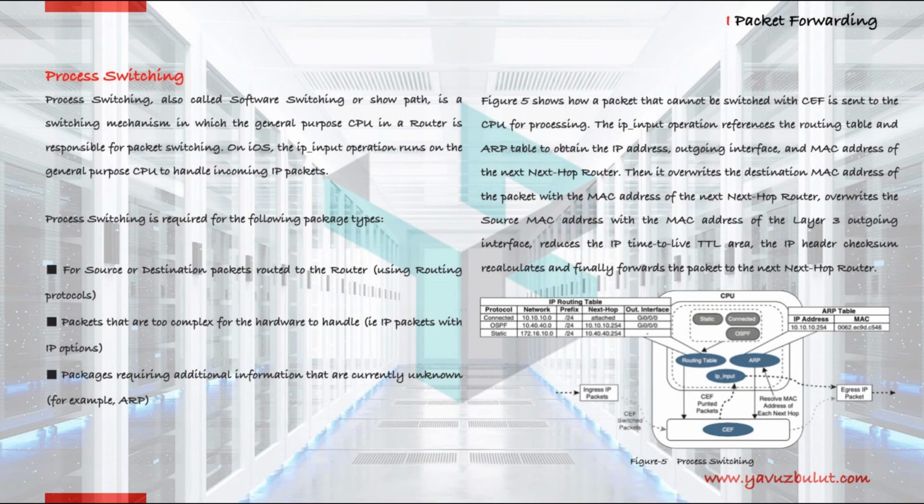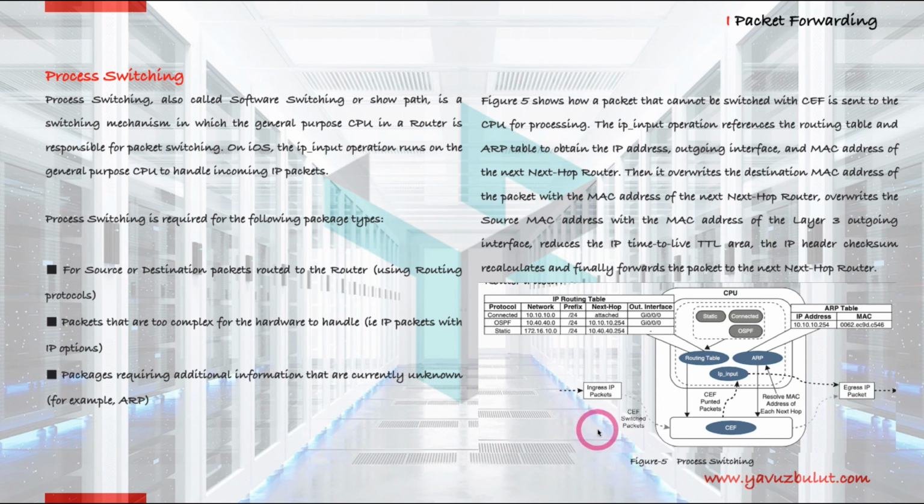Let's talk about process switching on this page, and after explaining this subject, we will complete our lesson, and in our next lesson, we will deal with the CEF topic. Process switching is a switching mechanism in which the general-purpose CPU in a router is responsible for packet switching, while in IOS, the IP input process runs on the general-purpose CPU to process incoming IP packets. Process switching is required for packets sourced from or destined to the router, and it is also used for packets that require additional unknown information. For example, process switching is also used in processes such as ARP.